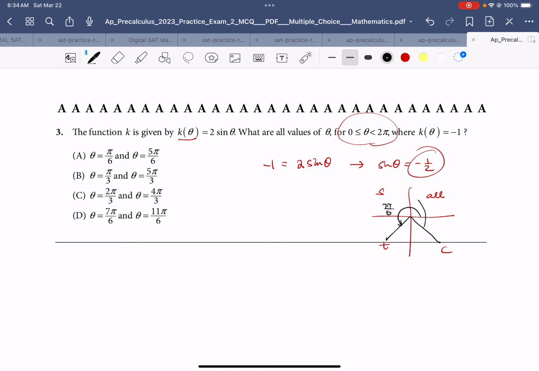Or you start from here and go all the way up to here. So 2 pi minus pi over 6, that will be 11 pi over 6, right? So those two values will be the answer. So D. Okay.